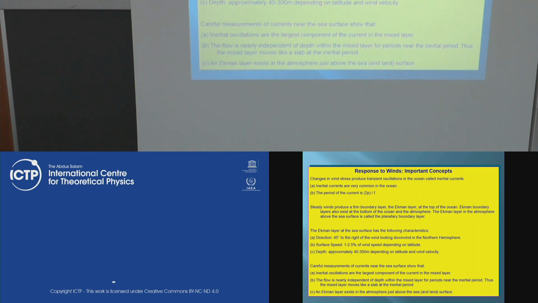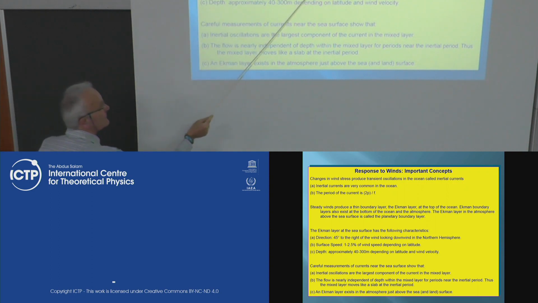Somebody tell me how big is the boundary layer in the atmosphere? You have an idea? 1 kilometer? Something like that. Okay. And in the ocean, it's on the order of from 10 to 100 meters. So it's an order of magnitude smaller. So the surface Ekman layer is on the order of several hundreds of meters in the ocean, and at the bottom is around 100 meters.